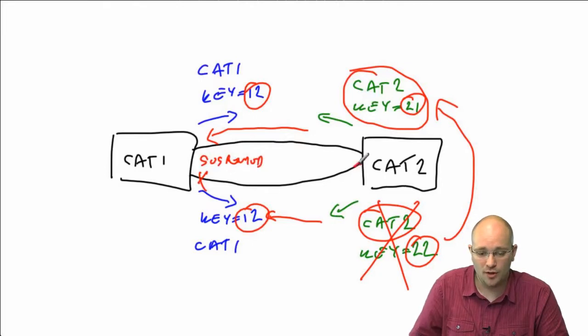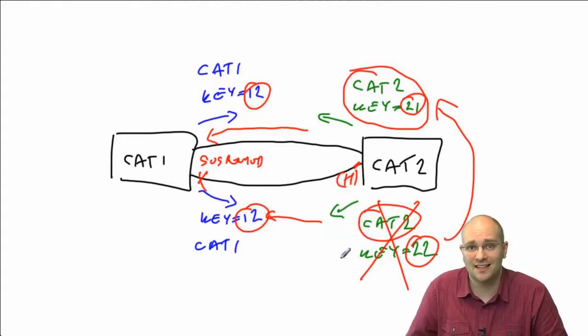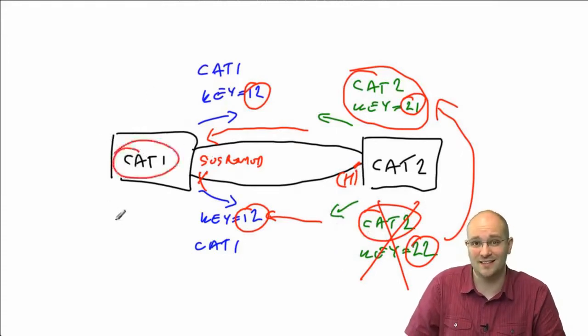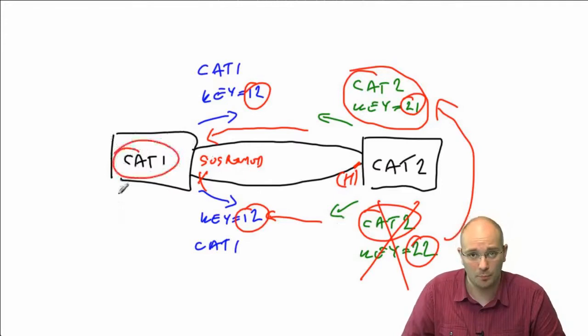On Cat2, this one here is going to go into hot standby state, because as far as Cat2 is concerned, this is not necessarily a misconfiguration, just something that it cannot use directly. It will be the Cat1 that detects this as a problem.